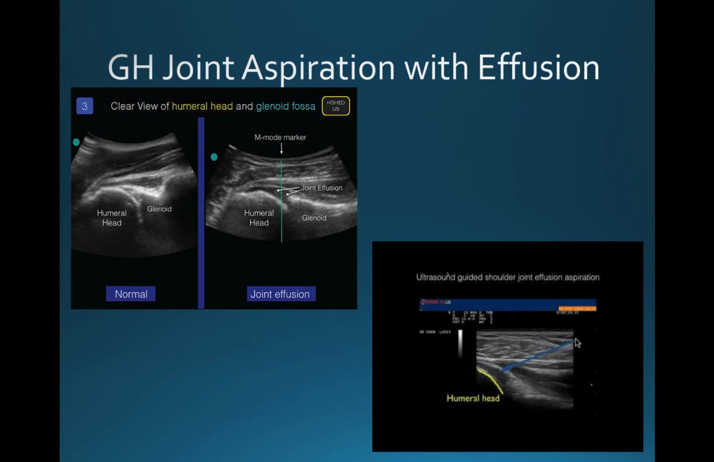Ultrasound guided aspiration is going to go right to this area. So you're going to go right to the humeral head glenoid area where the fluid is.